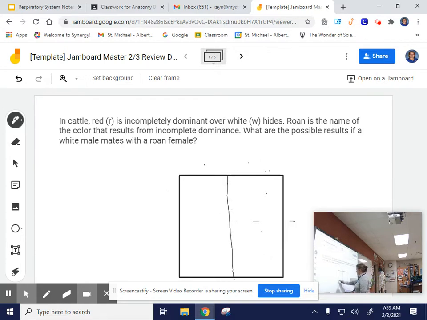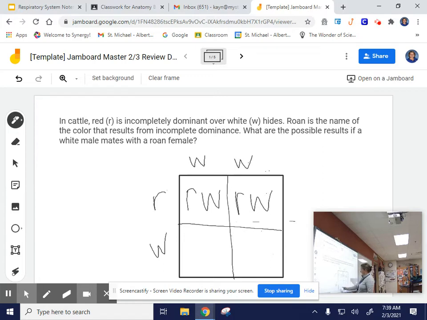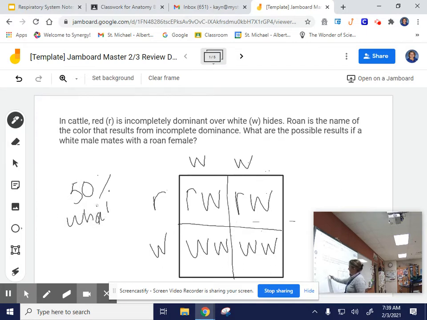So our Punnett square is going to be the white male, WW, mating with a roan female, RW. And so we get RW, RW, WW, and WW. So that answer would be 50% white, and 50% roan.